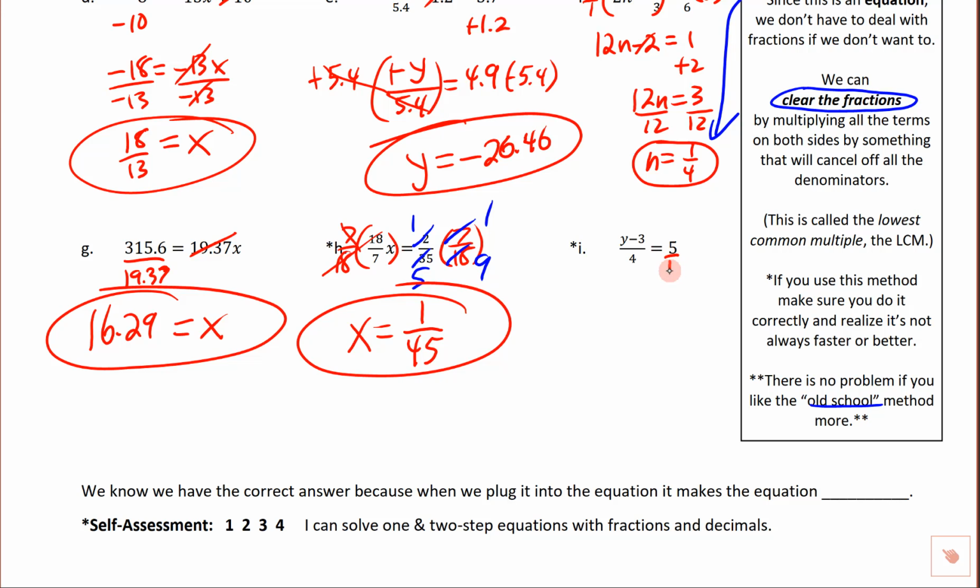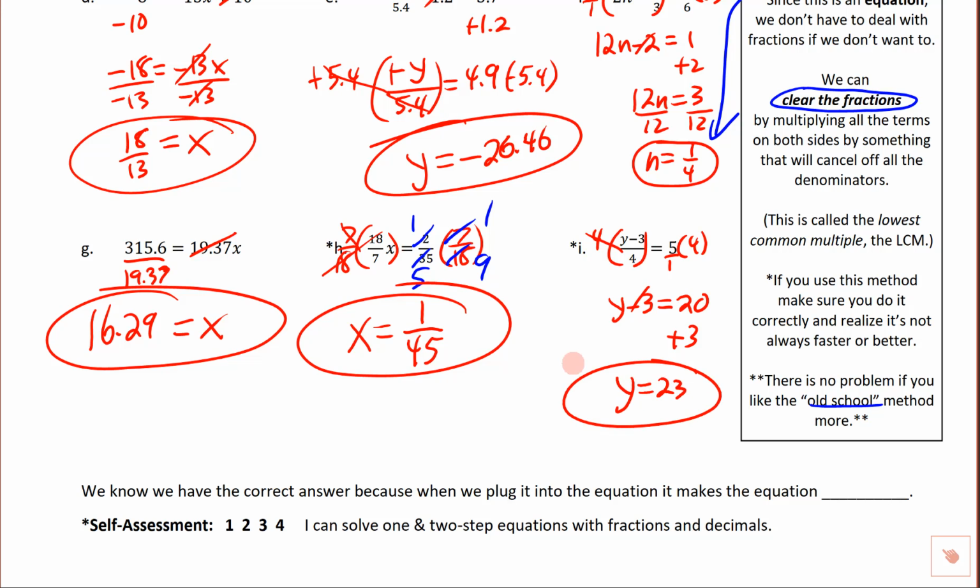But the other way you could think of it is think of this as clearing fractions. The denominator here is 4 and the denominator here is 1. So the least common multiple of the two of those, what I could do to clear that fraction is I could multiply both sides by 4. So the 4's are going to cancel. So I end up with a y minus 3 on this side. I've cleared the fraction from that side, and I end up with a 20 on this side. And then, of course, all we have to do is just add 3 to both sides, and we get y equals 23. All right, there is the answer on that one.